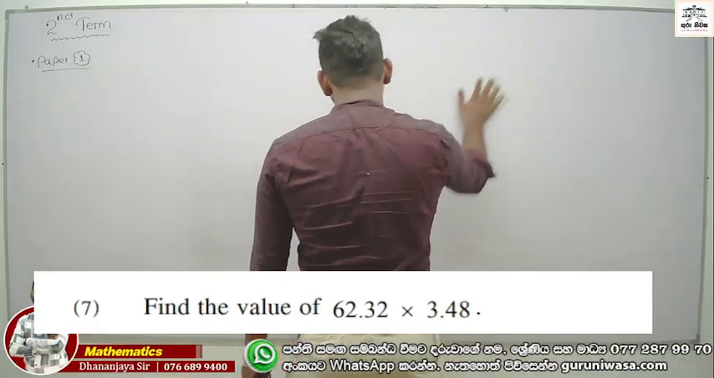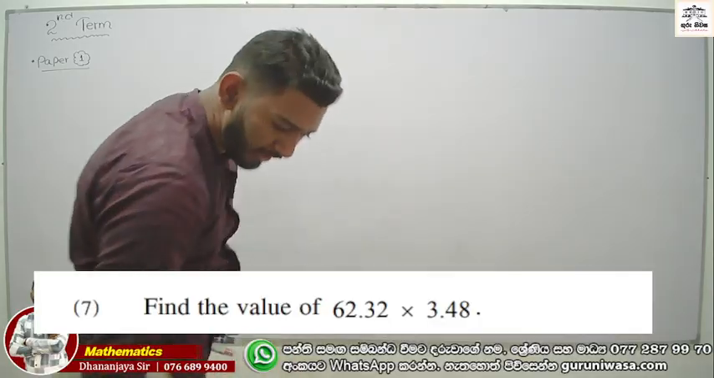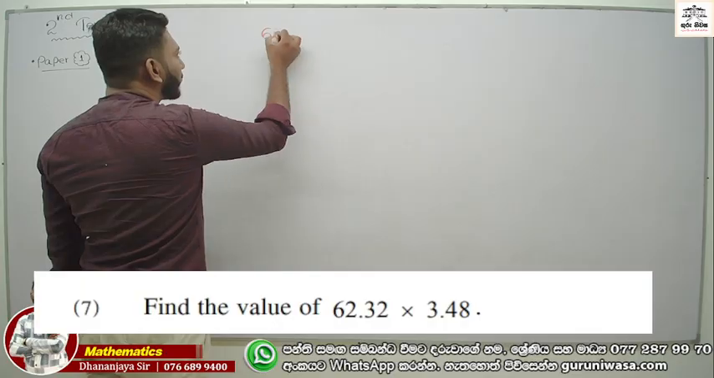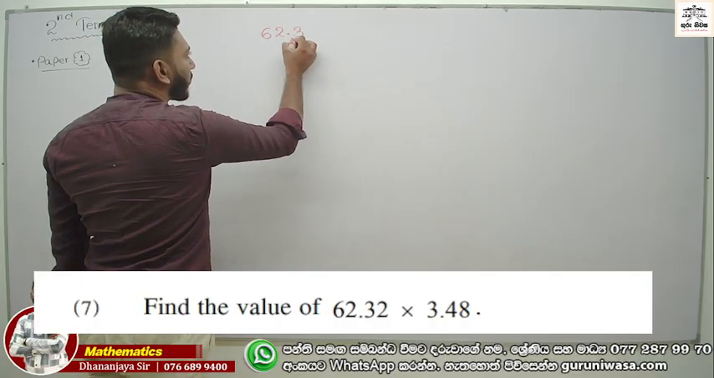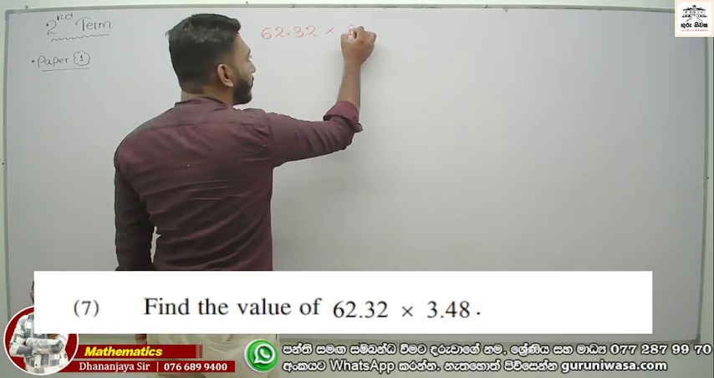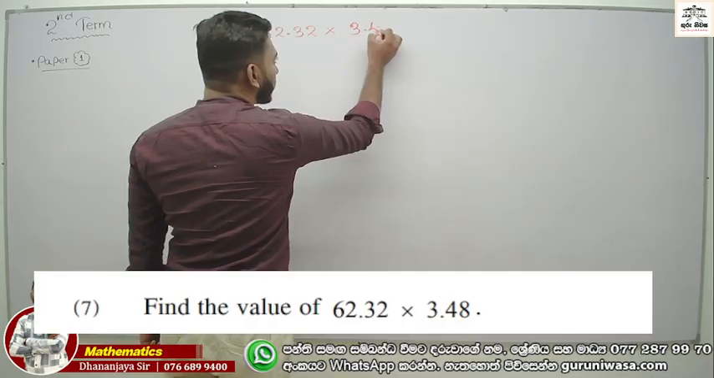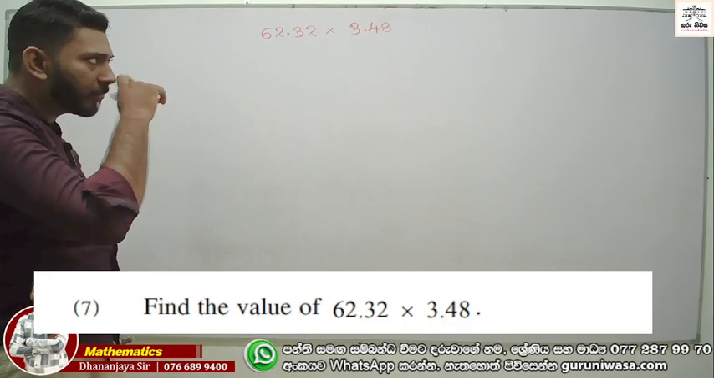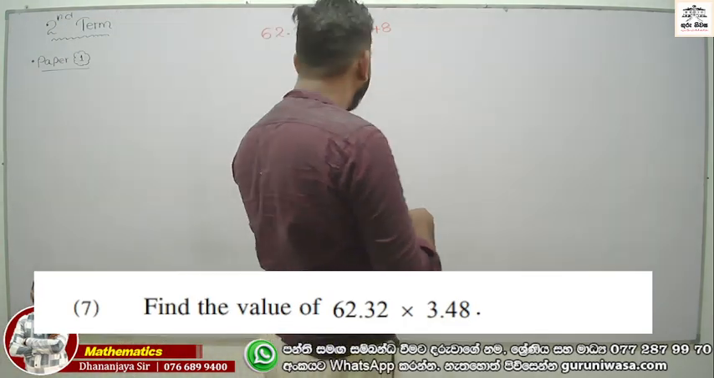Because we have a second term exam, we have to practice. Now the question is 62.32 multiplied by 3.48. Now I am going to multiply except the decimal places. Right? What's the meaning of that?